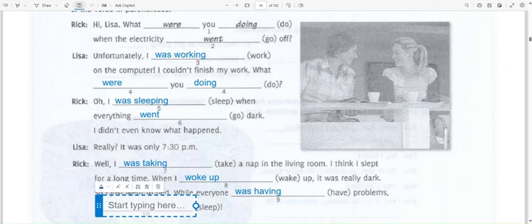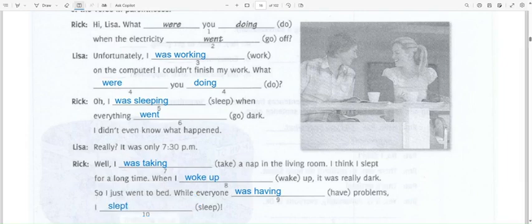While everyone was having problems, I slept. So for the last one, Devmila's answer is right. Only for the last one, it has to be I slept. While everyone was having problems, I slept.